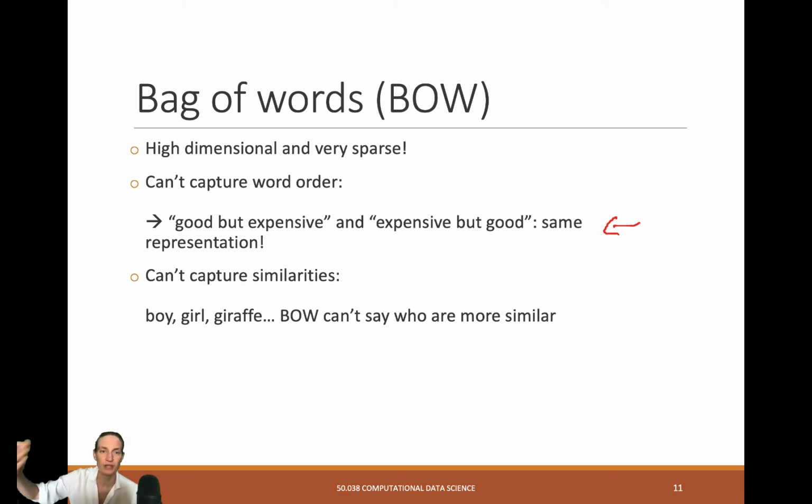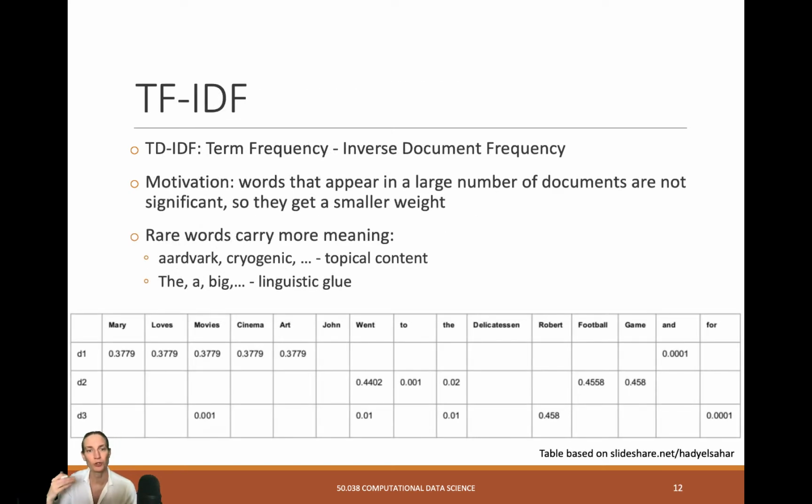We had one-hot representation, we have bag of words. There is also TF-IDF, or term frequency inverse document frequency. The motivation here is that words that appear in a large number of documents might not be significant, so they get a smaller weight. Think of the words I, and, a, do. These are words that occur really often.